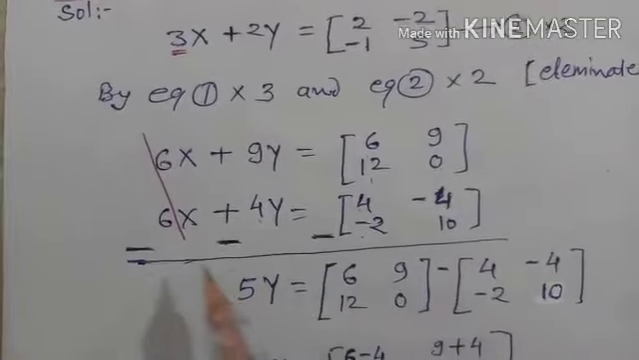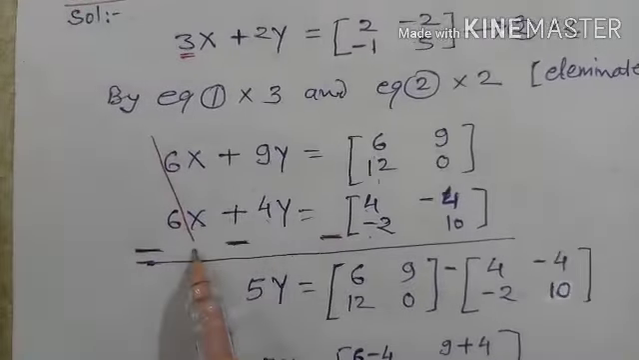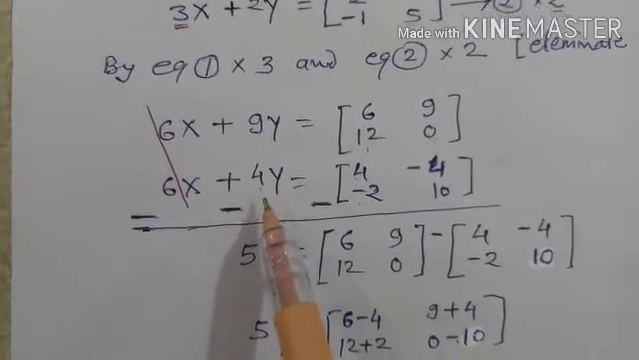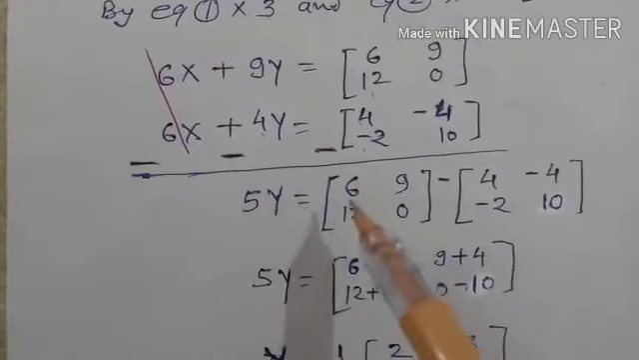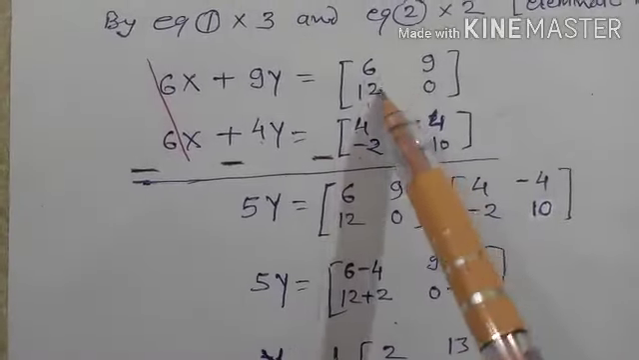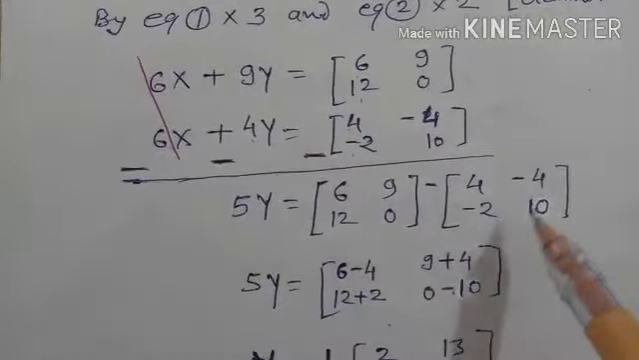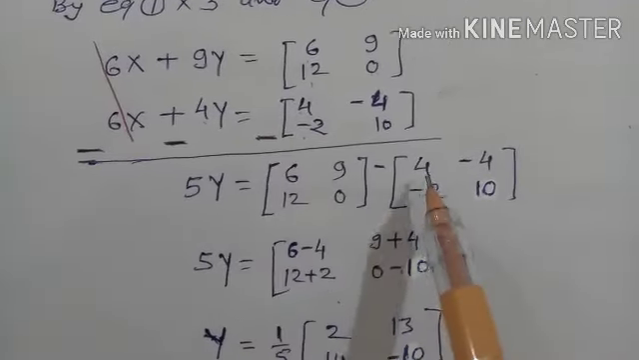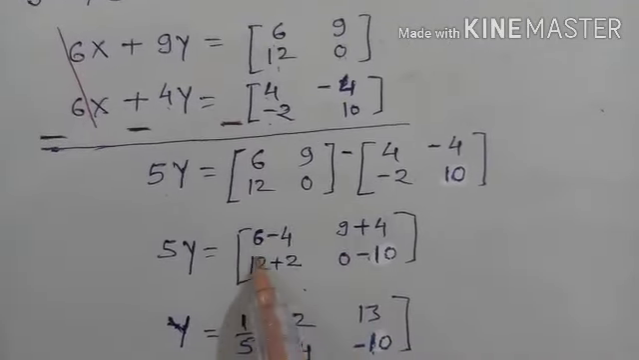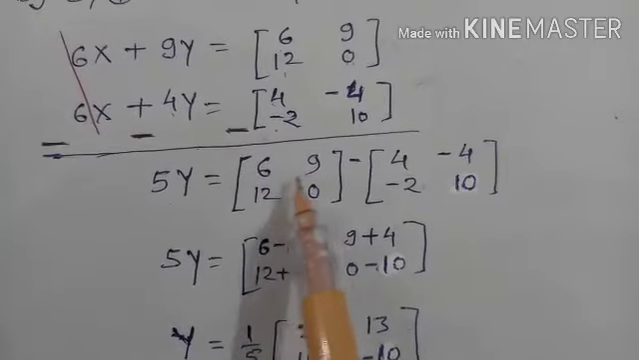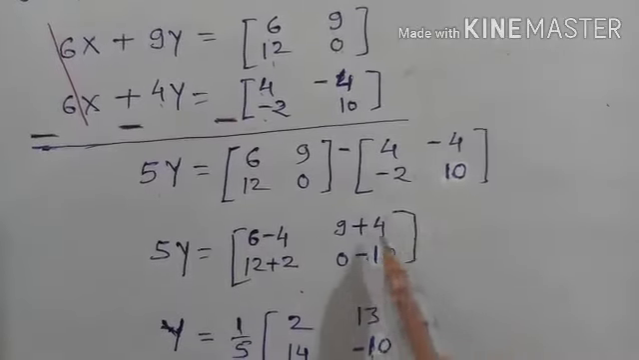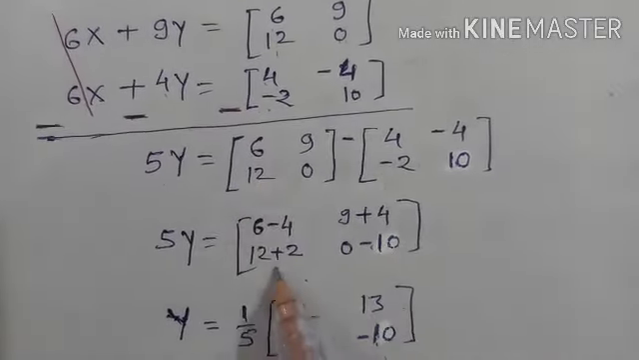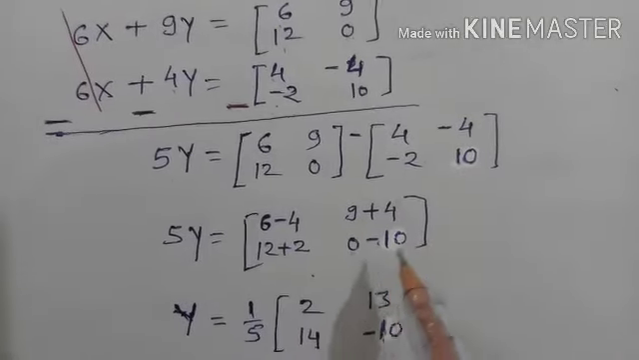Now change the sign and 6X cancels out. 9Y minus 4Y is 5Y. Now the difference of these two matrices. So first write this matrix, after that the second. Now 6 minus 4, 6 minus 4, after that 9 minus minus, plus 4, 12 minus minus, plus 2, and 0 minus 10.